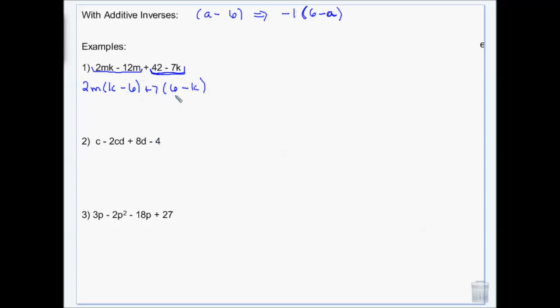And k minus 6 and 6 minus k, they're almost the same. They're just backwards. But they're backwards and the signs are wrong, right? Because this is positive k, this is negative k. This is negative 6, positive 6. So when this happens, I have like a mirror. It's additive inverses. It's a mirror effect.